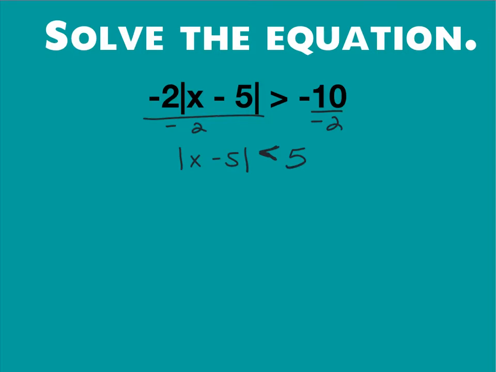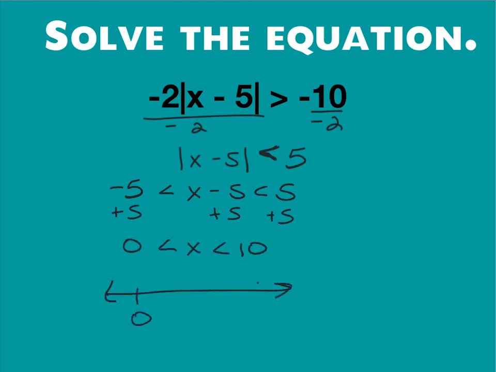And then this is a less than, which means an and statement. -5 is less than x minus 5, which is less than 5. Add the 5 in all three places. 0 is less than x, which is less than 10. So on my number line, it would go from 0 to 10. I'd get a parentheses on 0, parentheses on 10, shading in between.